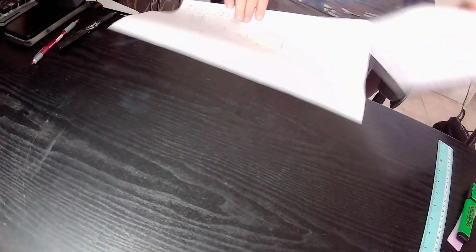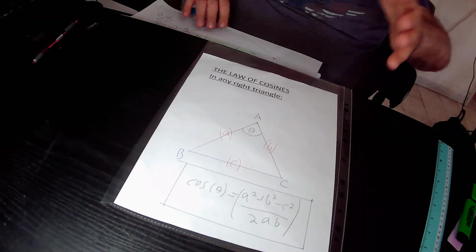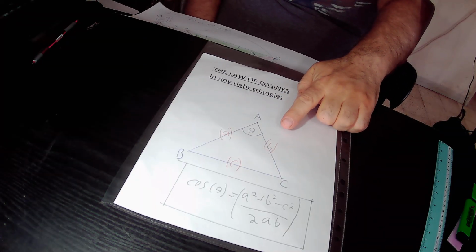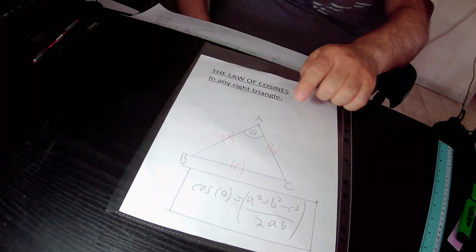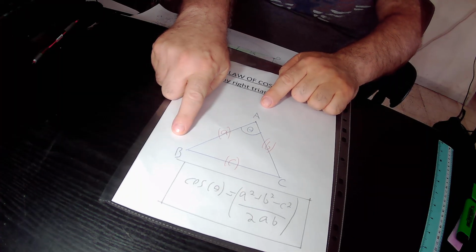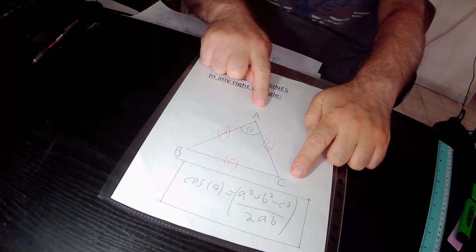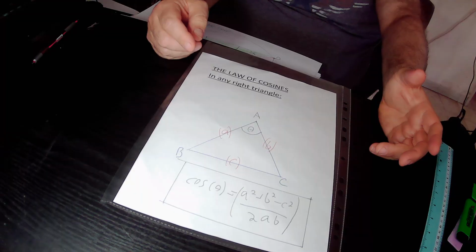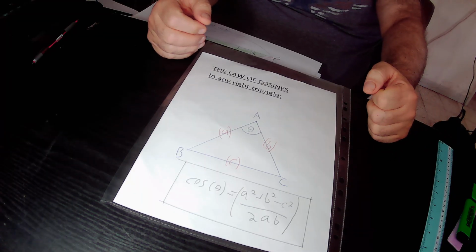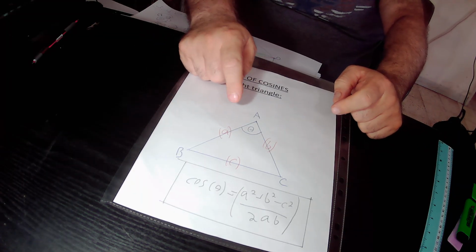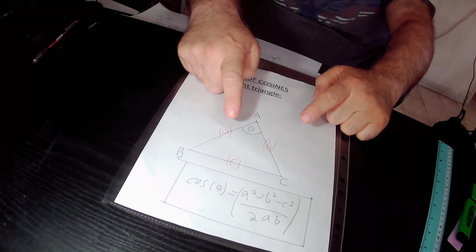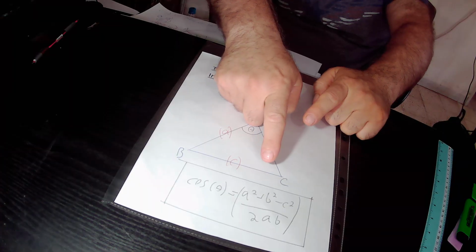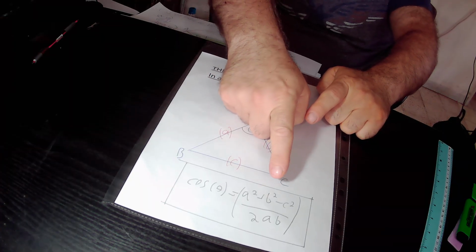So I'll talk quickly about the law of cosines. First of all, the law of cosines is true in any triangle. So this is triangle ABC, this could be any triangle. In this triangle ABC, side AB is A, side AC equals B units in length, and side BC equals C units in length. And according to the law of cosines, the following equation is true: cosine theta equals A squared plus B squared minus C squared over 2 times A times B. Again, cosine theta equals A squared plus B squared minus C squared over 2 times A times B.